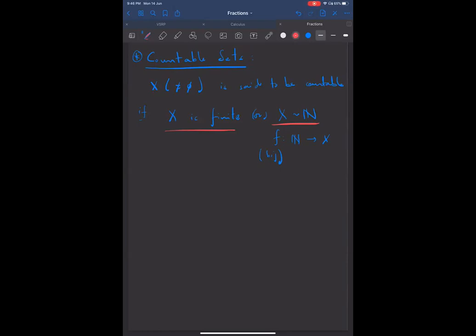Now, there is another way to say it, okay? So let's try to write it like this. My claim is x is countable if and only if there exists f from x to n, 1-1. Now think about this, what I'm saying. I'm saying that a set is countable if and only if we can find a 1-1 function from that set to n. This is much neater than the previous definition, right? It also follows from the previous definition.